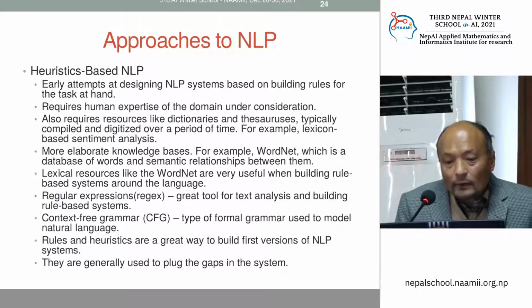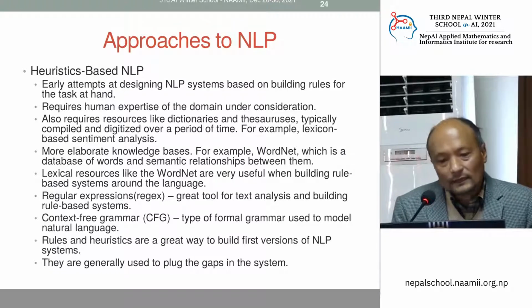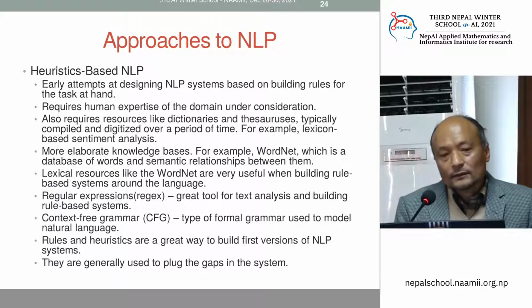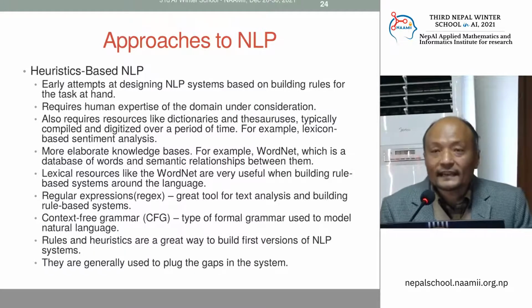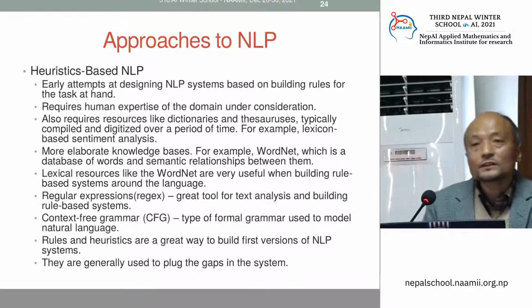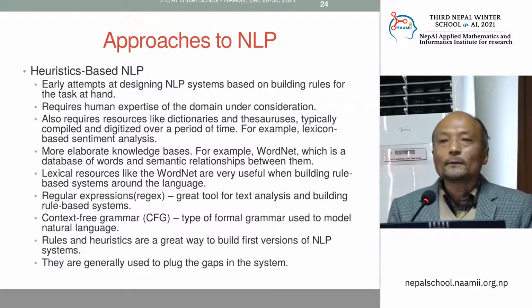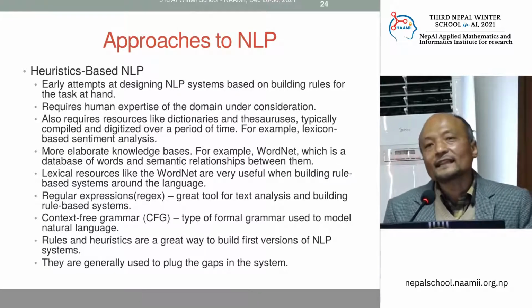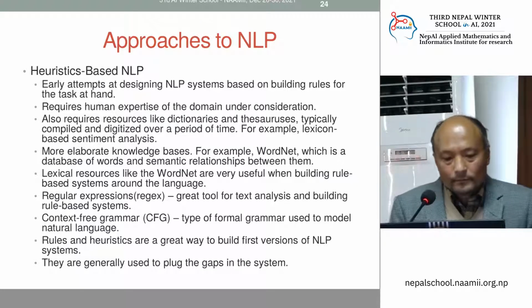Context-free grammar, which is attributed to the famous linguist Noam Chomsky, is used to model natural language, and that's also part of the heuristics. So rules and heuristics are a great way to build a first version of NLP systems, because that way you develop some realistic expectation of the machine learning or deep learning model that you would be developing later on.